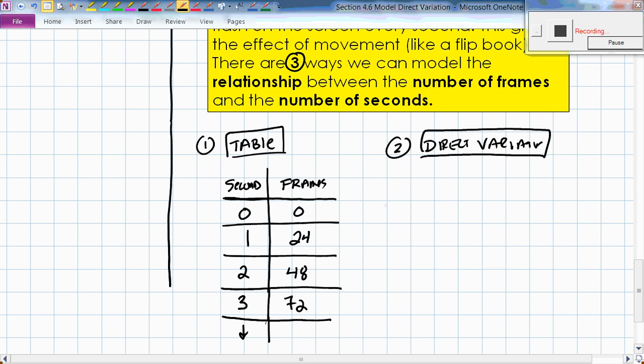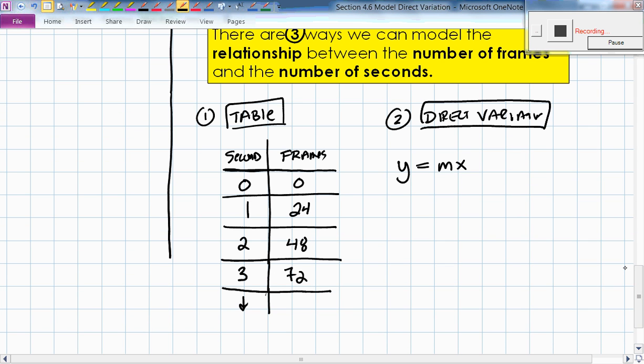All right, and we know that we're gonna have an equation that looks like y equals mx. You guys with me on that part? Okay. And the reason that I know it's direct variation is because that's at 0 seconds, that's at 0 frames, right? So y equals mx. Well, how do I get the slope?